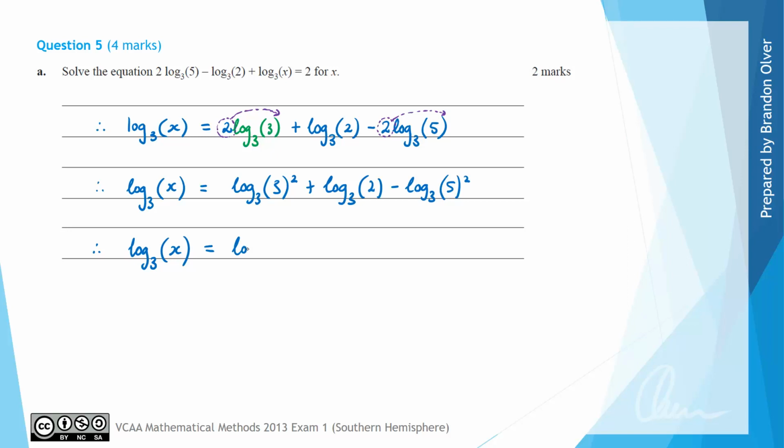So we're going to end up with log 3, and then 3 squared is 9, and as we're adding log 3 of 2, we multiply whatever is inside the argument, so we have 9 times 2. When we're subtracting the log of 5 squared, we divide whatever is inside, so we divide by 25. Now that we have an equal statement with log 3 on both sides, we can just equate the parts inside. So x is equal to 9 times 2 is 18 divided by 25. So that is the answer to part A of this question.